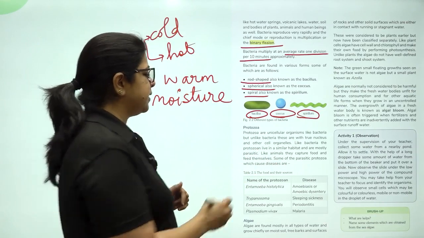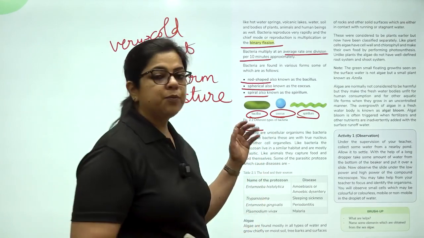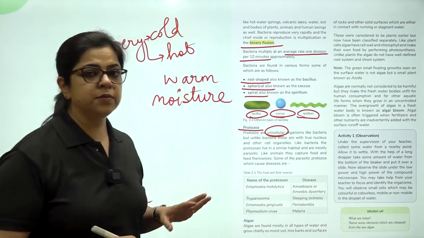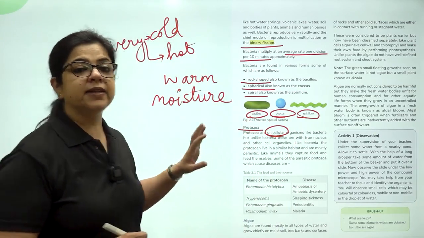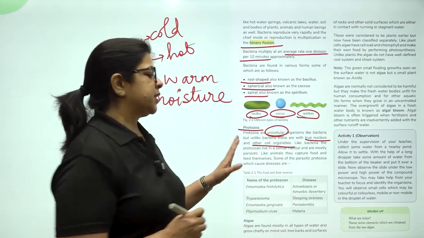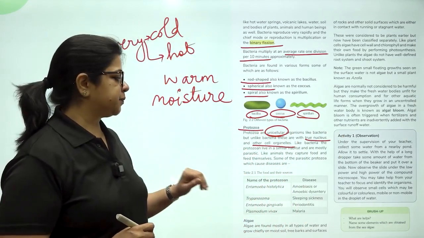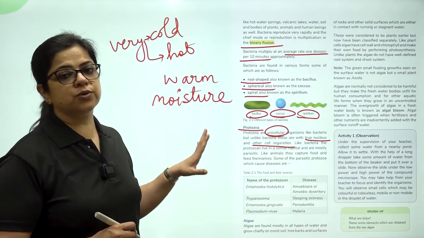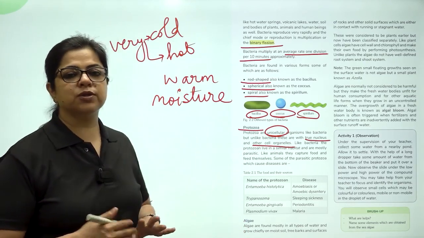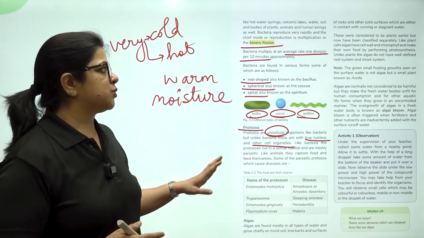The second category is protozoa. Now, protozoa again are unicellular organisms, but unlike bacteria, they have got a true nucleus and other cell organelles. Now, these protozoa, like other microorganisms, can be useful also, they can be harmful also.